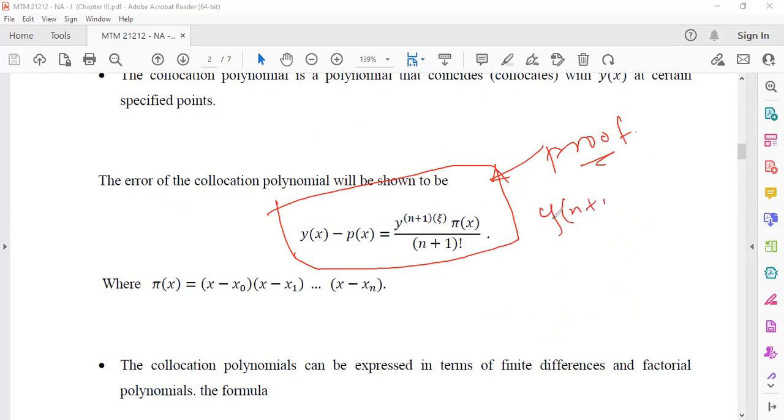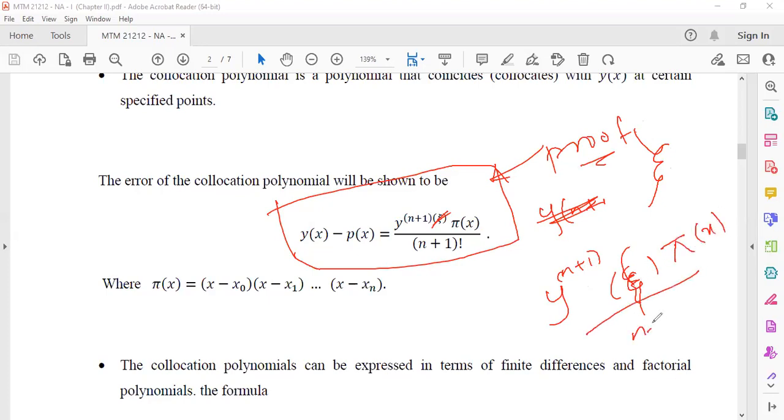Here, y^(n+1) is the (n+1)th derivative of ξ. The notation should be placed here. We write it like this: y^(n+1) derivative of ξ, and this is π(x), divided by (n+1) factorial. So you know n factorial, no? What does n factorial mean? At least (n+1) factorial here. So the (n+1)th derivative divided by (n+1) factorial.